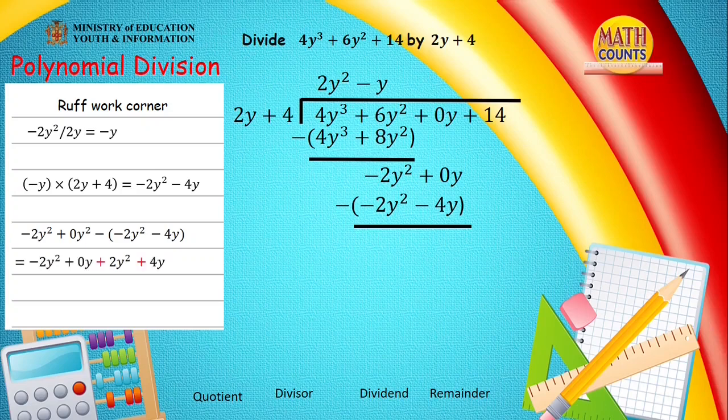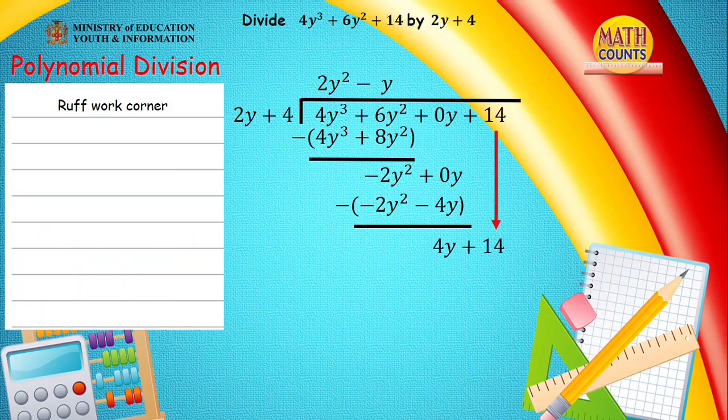So when we distribute our minus sign, we realize that the minus 2y squared becomes plus 2y squared, and the minus 4y becomes plus 4y. We group our like terms. So negative 2y squared plus 2y squared cancels, and 0y plus 4y leaves us with 4y. We bring down our 14, and now we have 4y plus 14.